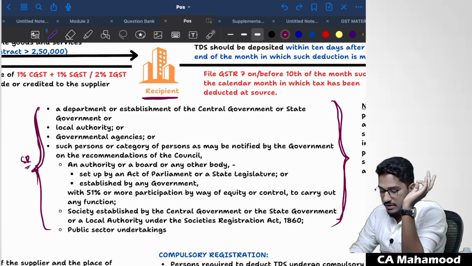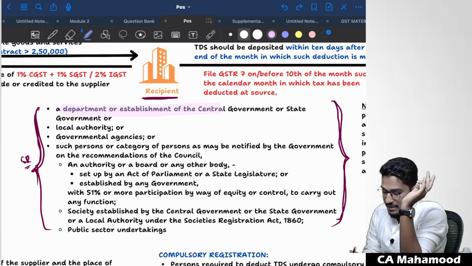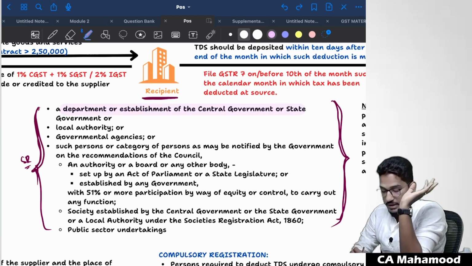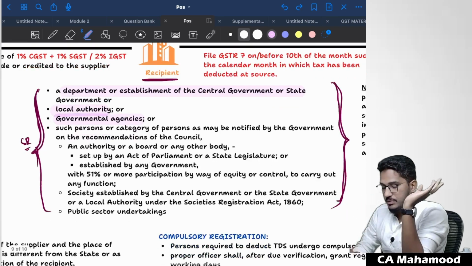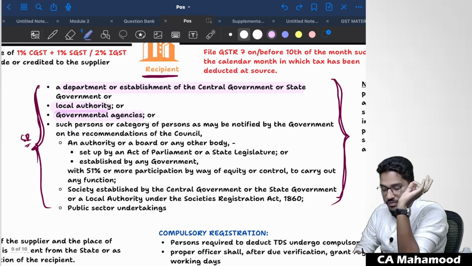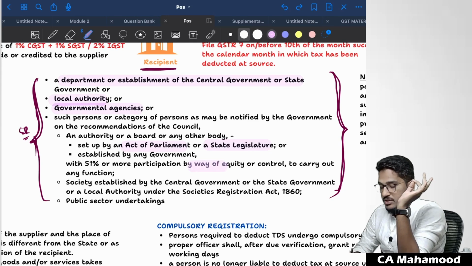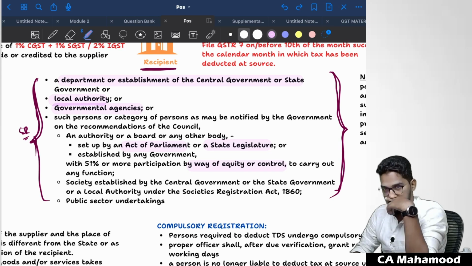Sir, who are those specified recipients? A department or establishment of the central government or state government, or local authority, or government agency, or such persons or category of persons as may be notified by the government. Initially they said any other person as may be notified, and later they notified the following persons: an authority or a board or any other body set up by an Act of Parliament or state legislature, or which is established by the government, with 51% or more participation by way of equity or control, to carry out any function.